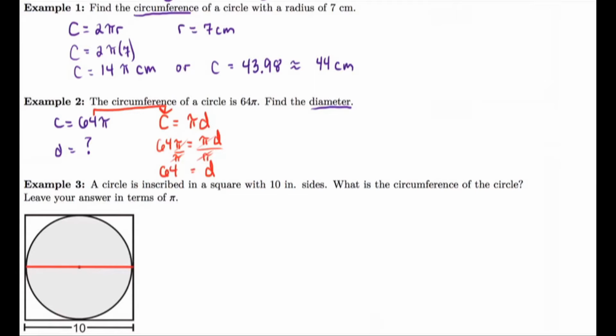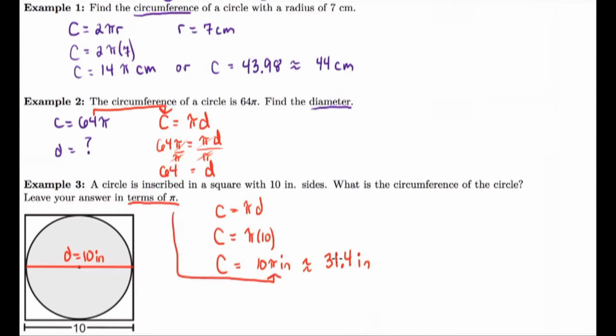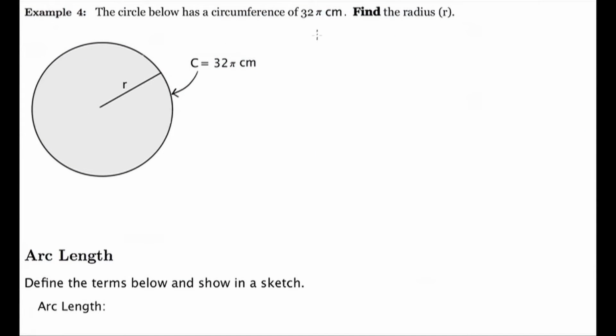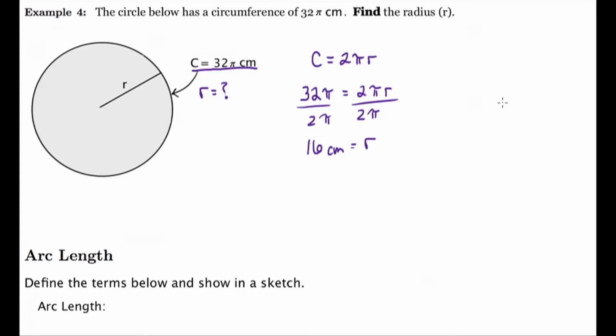Example 3, I have a circle inscribed in a square with 10 inches. So that means the diameter must also be 10 inches. I can use C equals pi d, and I want it in terms of pi. So when I get my final answer, I get 10 pi inches. Example 4, I'm given the circumference, 32 pi centimeters, and I'm looking for the radius. So I can use C equals 2 pi r, make my substitutions, solve for r, and I get r equals 16 centimeters.